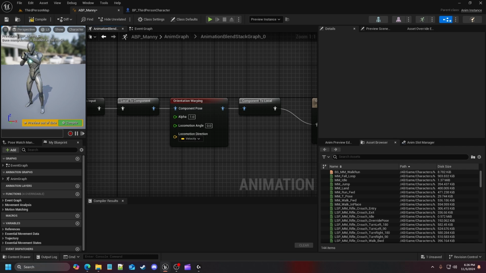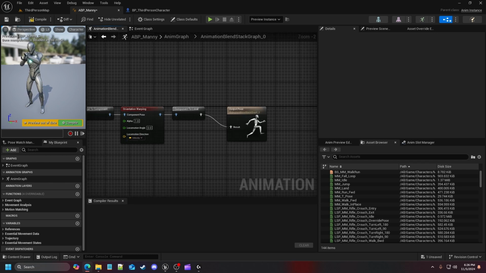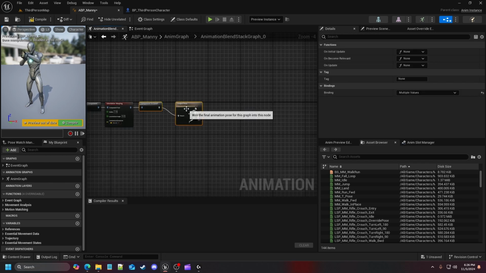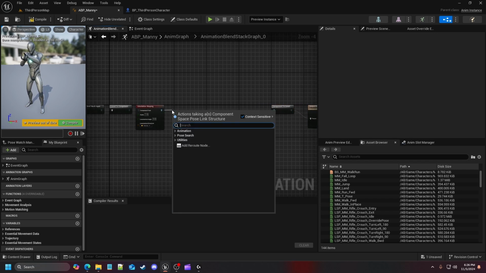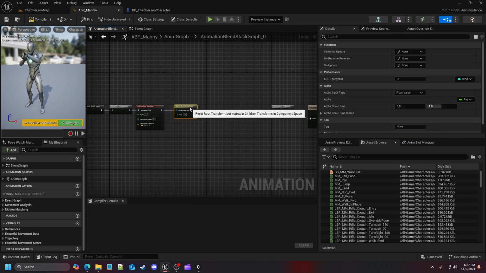Now let's go over the other part where we are going to set up the next thing, which is our reset root transform. So let's grab this stuff and move it over here, and we're going to plug this in. We drag the output from the orientation warping and get the reset root transform node. As you can see, we don't have many settings here, so there's not really much to adjust, but basically what the reset root transform does is reset any transformations applied to the root bone of our character.